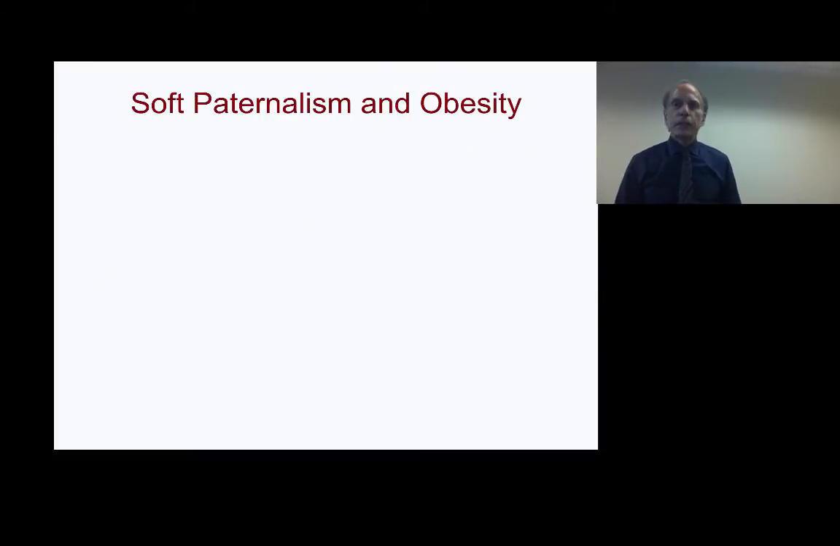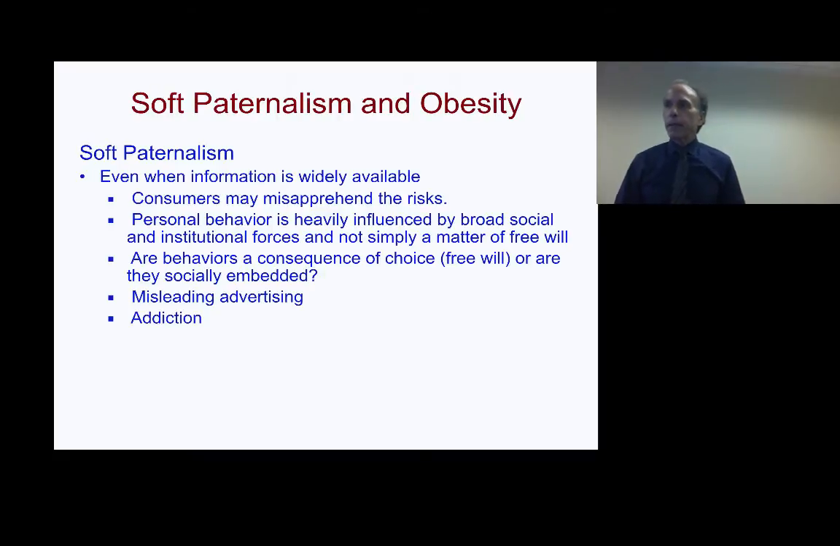Let's take a look at these ideas and apply them to the obesity epidemic. Many commentators believe that many public health actions to control the obesity epidemic represent soft paternalism, as there is a concern that even when information is widely available, consumers may misapprehend the risks. Personal behavior may be heavily influenced by broad social and institutional forces and not simply a matter of free will. Or the question might be, are behaviors a consequence of choice, that is free will, or are they socially embedded? For example, how much of our actions are influenced by peer pressure? There may also be misleading advertising, or there may be the concept of the so-called food addiction.